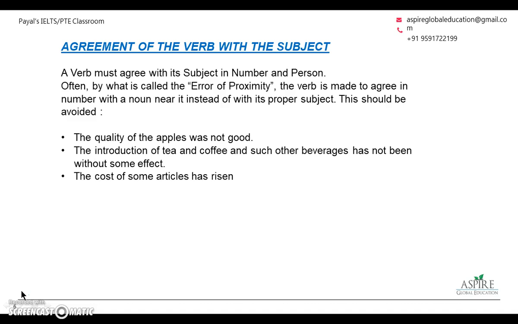Similarly, the cost of some articles has risen. I'm not talking about articles, I'm talking about cost, which is singular. That is why my verb is also singular. And why is it has risen? The cost of some articles has risen. This is in passive, this is an active sentence.